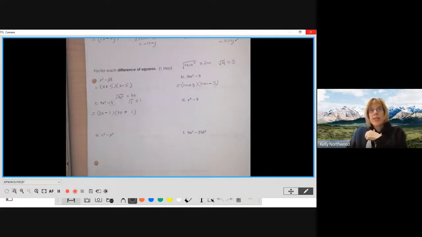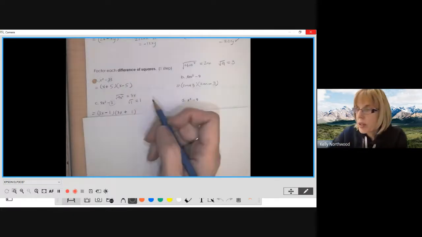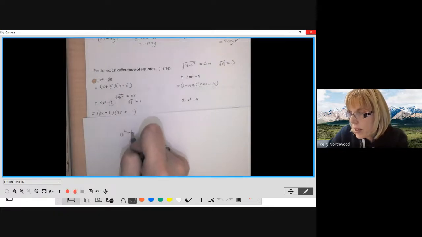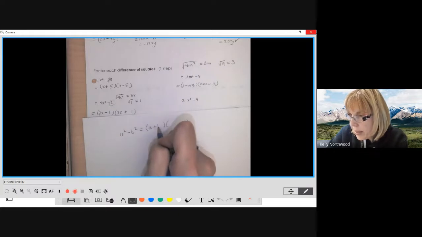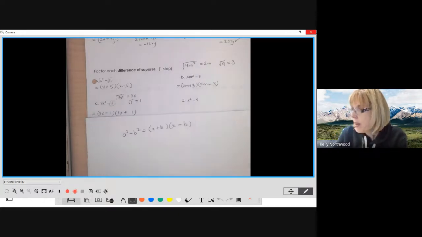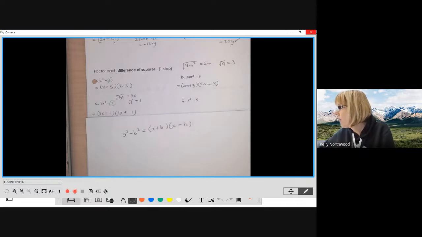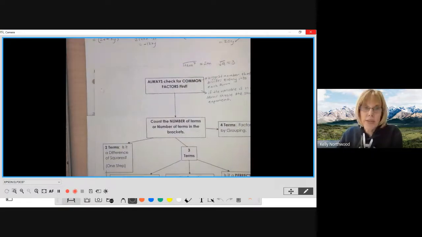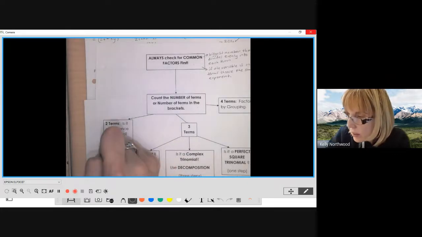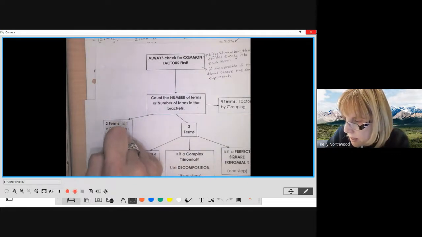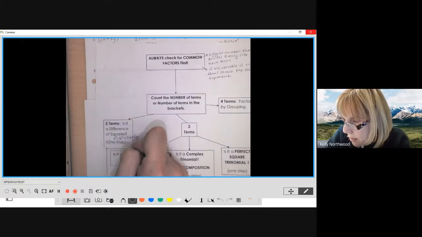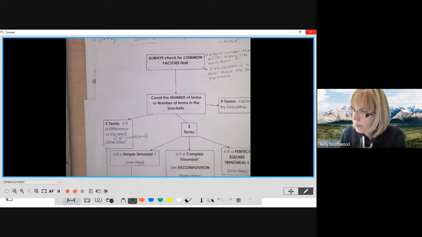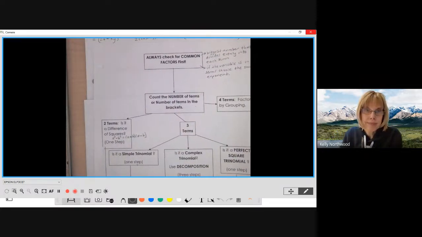So I always think of differences of squares as a pattern type of factoring. Okay, so when I was in high school, we were taught to factor a difference of squares. It followed this pattern. A plus B times A minus B. You might want to write that onto your factoring flow chart. Under difference of squares, it follows the pattern A squared minus B squared equals A plus B times A minus B. It always follows that pattern.